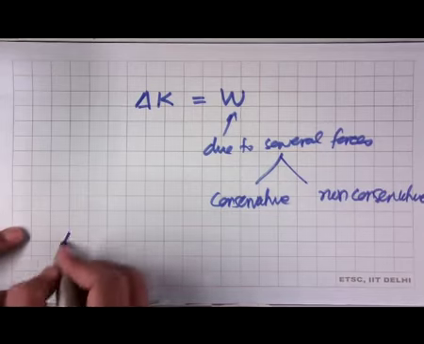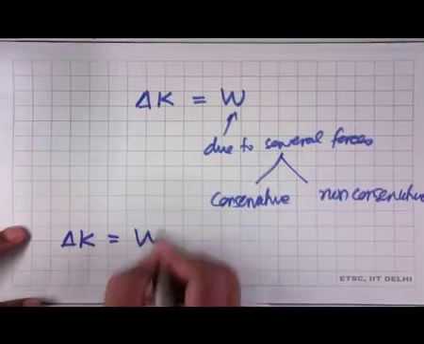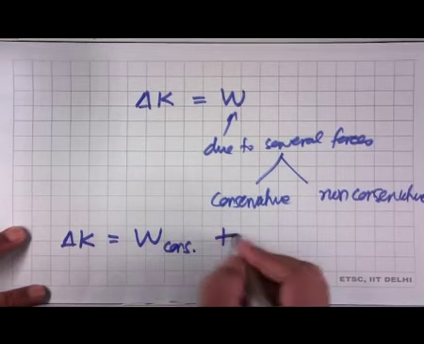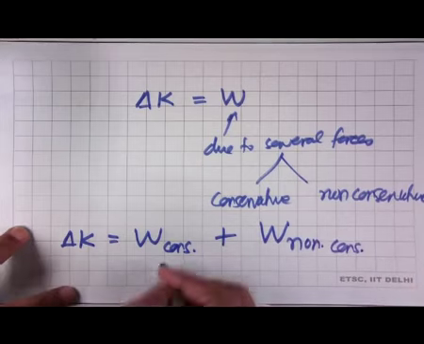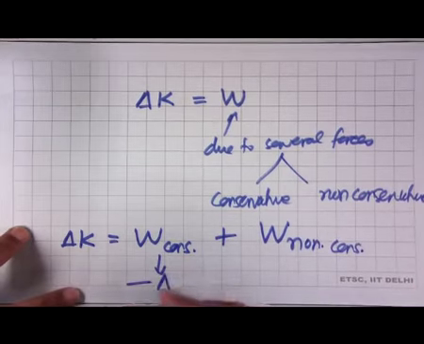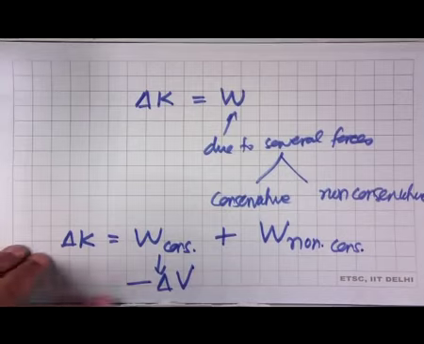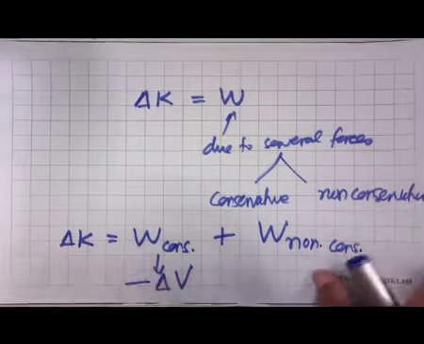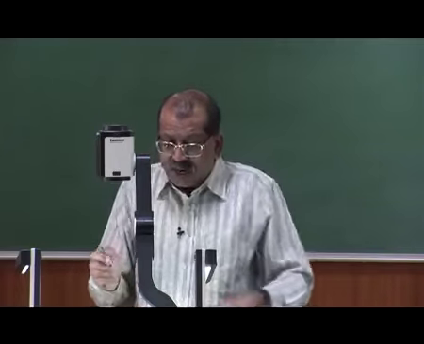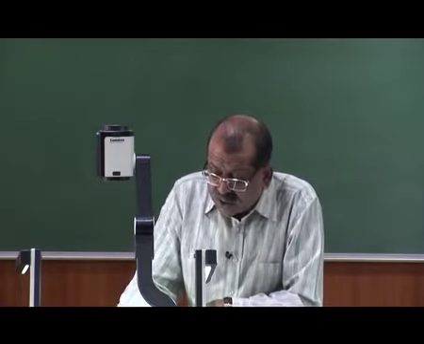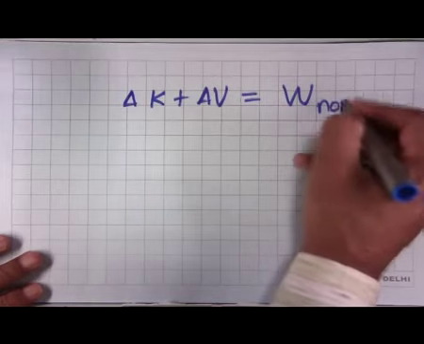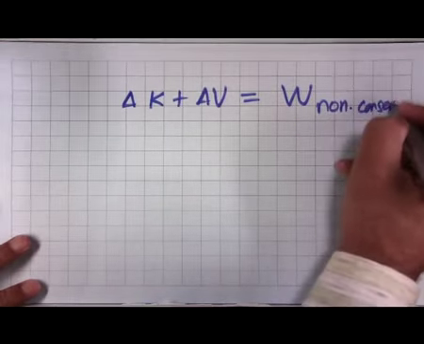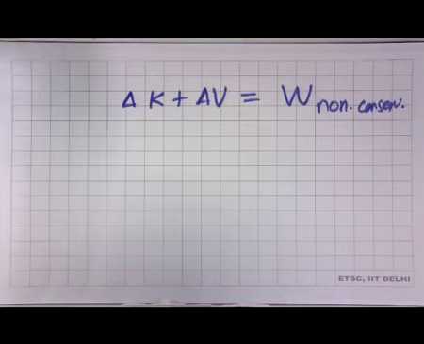So, what we can say is the change in kinetic energy will be the work done by conservative forces plus the work done by non-conservative forces. Now, the work done by conservative forces we can write as the change in potential energy corresponding to each of these forces. So, this term can be taken to the other side, and then we get delta K plus delta V equal to the work done by non-conservative forces.